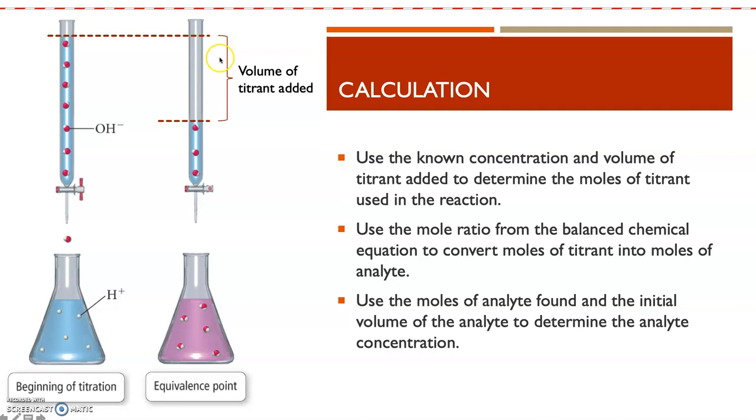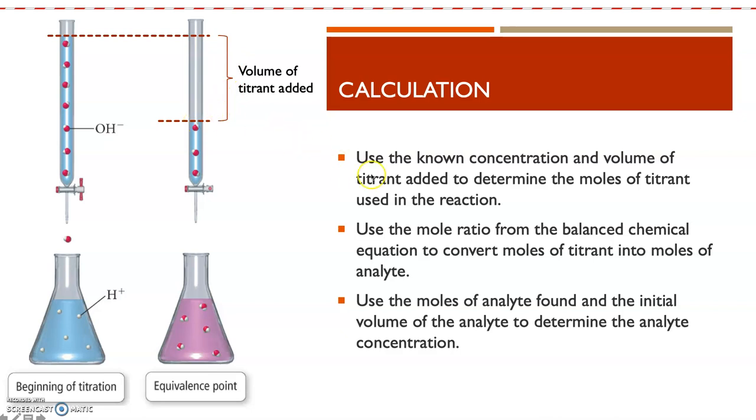So here we're relying on an indicator to change color when we get to that equivalence point. And once we do, we stop to make sure we're not adding any extra NaOH, and then we measure this difference in the burette as the volume of titrant added.